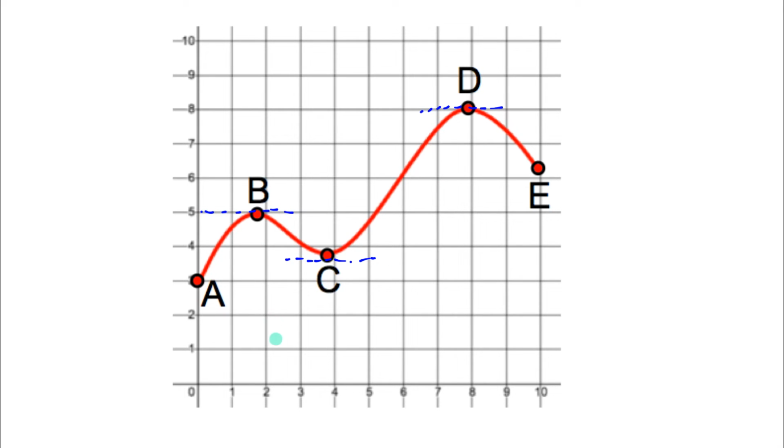But that doesn't necessarily guarantee we have found any absolute max or min points. We would also have to test the endpoints, A and E. So the highest or lowest the function ever goes may be at an endpoint or may be at a critical point. So we'd have to test critical points and endpoints to find absolute max and min.